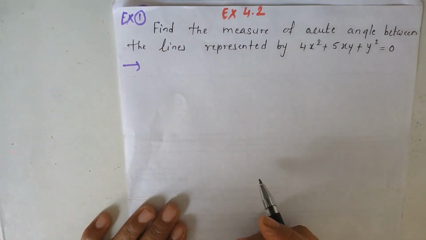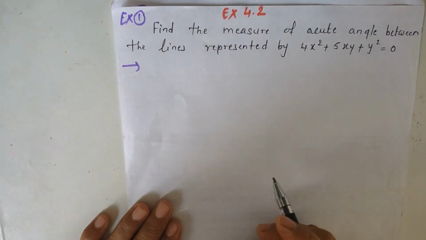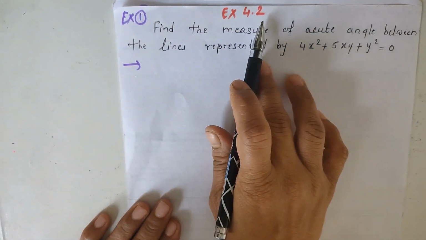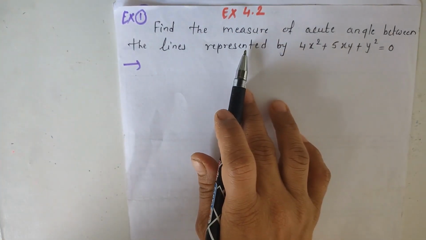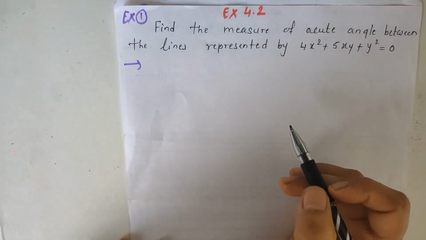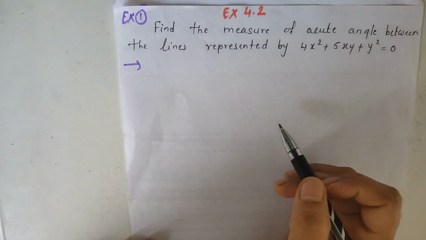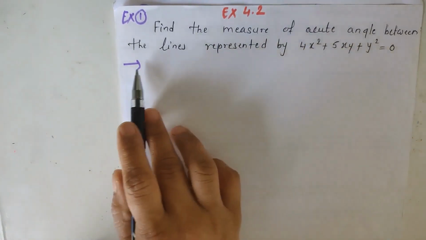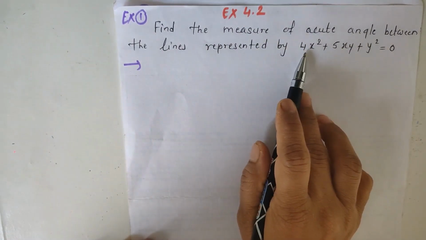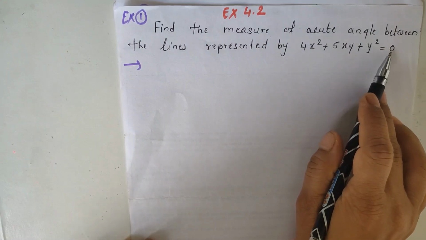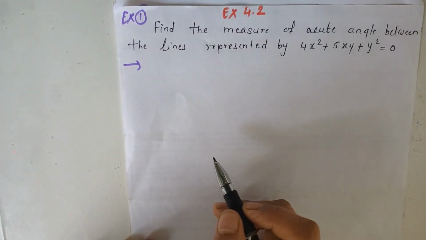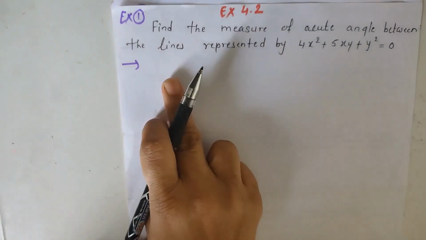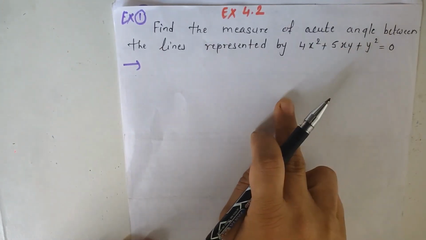In this video, we are going to solve the examples on exercise 4.2, which is based on the acute angle between the lines represented by a homogeneous equation of degree 2. Let's see the first example. Find the measure of the acute angle between the lines represented by 4x square plus 5xy plus y square is equal to 0. So, first, comparing the given equation with the homogeneous equation.